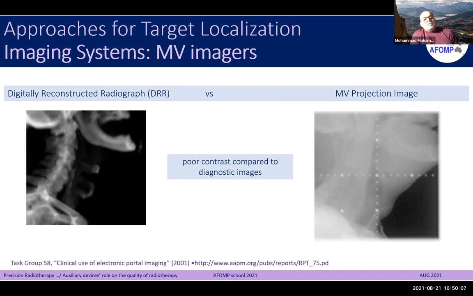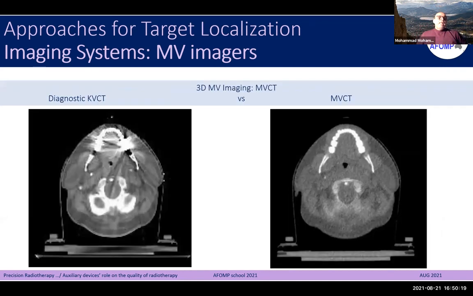This is a comparison of the kV image and the MV image, and poor contrast just leads us to rely on bony markers instead of the tumor area. This is a comparison of diagnostic kV CT and a reconstructed MV cone beam CT, acquired in the treatment room by EPID, and comparable. And in some sections, you can see the poor contrast. But the good thing, as an advantage of MVCT, is that you can see the metal artifact is gone, and you don't need to apply any metal artifact reduction algorithms to the image.